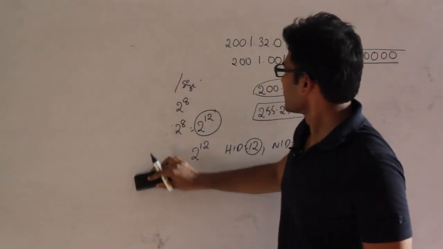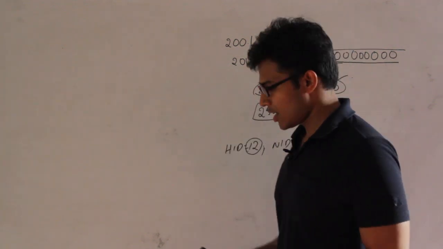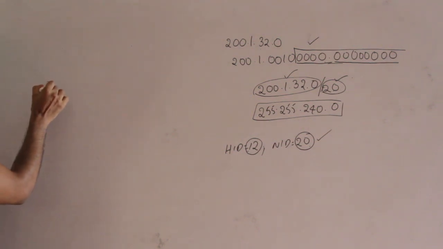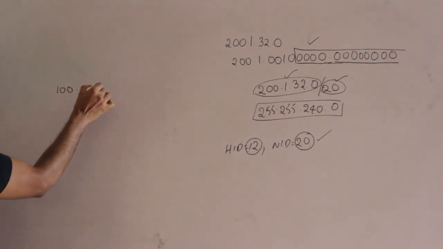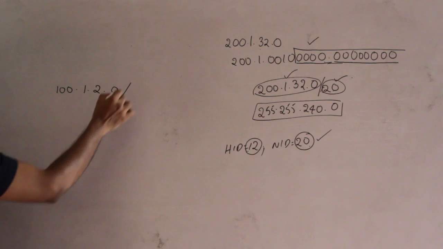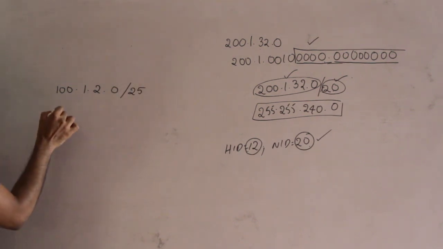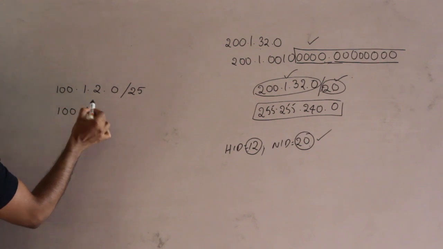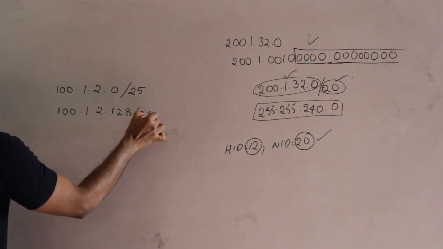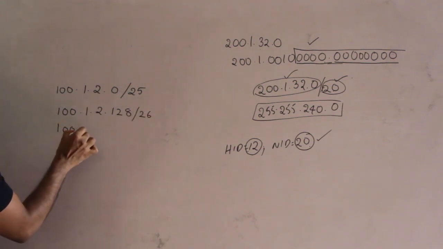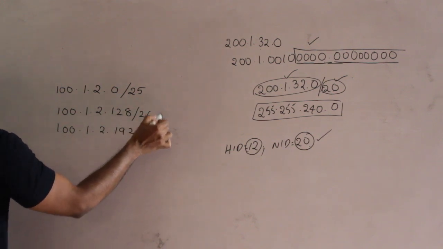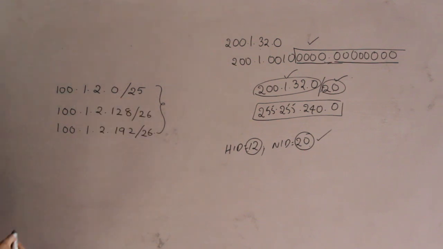One more example is this. If I have to combine networks like this, let us say one network is 100.1.2.0 slash, assume that it is 25, and the other network is 100.1.2.128 slash 26, and the other network is 100.1.2.192 slash 26. Now can we apply aggregation on these three networks?